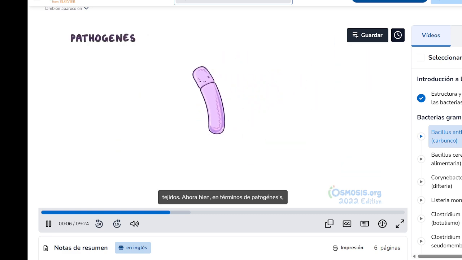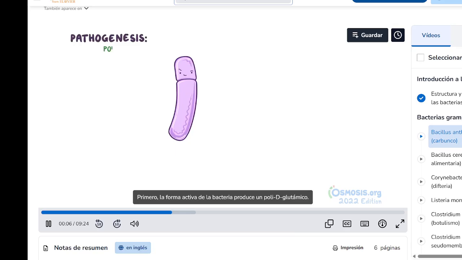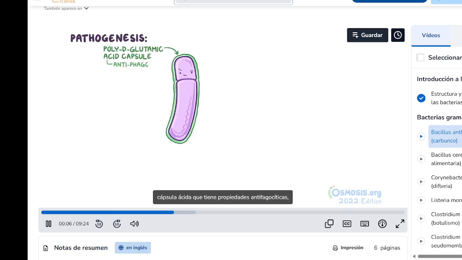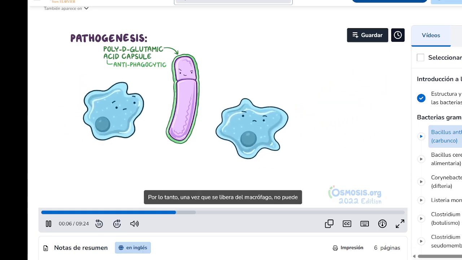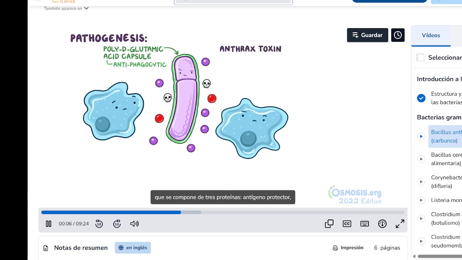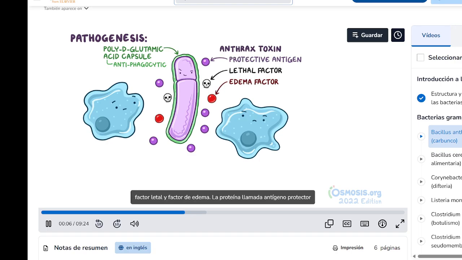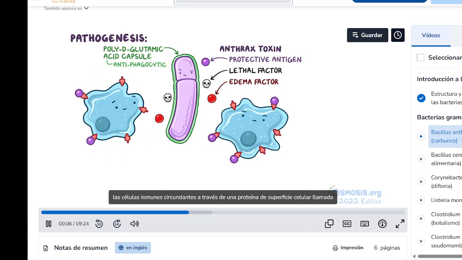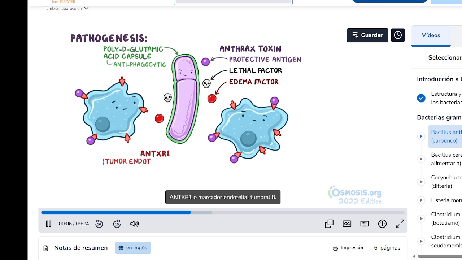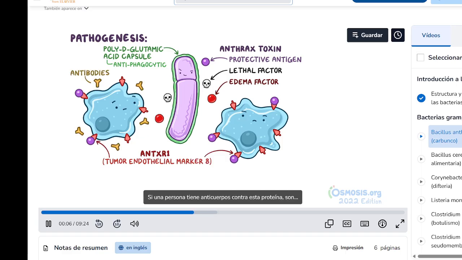Now, in terms of pathologies, first, the active form of the bacteria produces a poly-D-glutamic acid capsule that has antiphagocytic properties. So once it's released from the macrophage, it cannot be ingested by another macrophage again. Next, B. anthracis secretes an anthrax toxin, which is composed of 3 proteins: protective antigen, lethal factor, and edema factor. The protein called protective antigen gets secreted from the bacteria and then binds to the surrounding immune cells via a cell surface protein called either ANTXR1 or tumor endothelial marker 8. It turns out the protective antigen gets its name because if a person has antibodies to this protein, they are considered immune to B. anthracis.